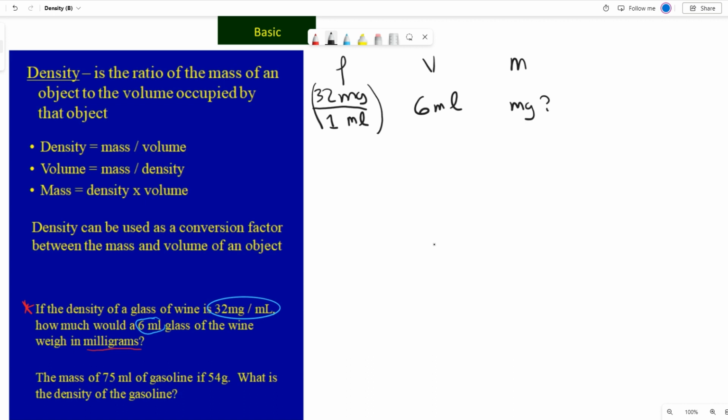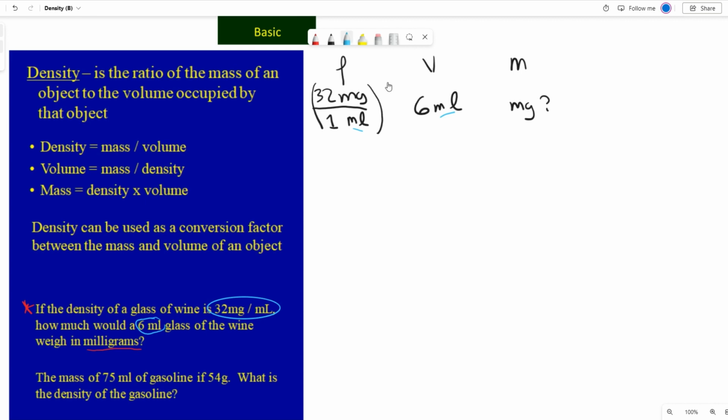All right, the first thing that you want to do is check and see, are all the units that you're working with the same? If we take a look at the volume, we're given that in milliliters, and the volume in the density is also in milliliters. So that's good. We don't need to change anything. If these volumes were different from each other, we would have to do an initial conversion before we could use this density as a conversion factor. So let's see how we would set this up.